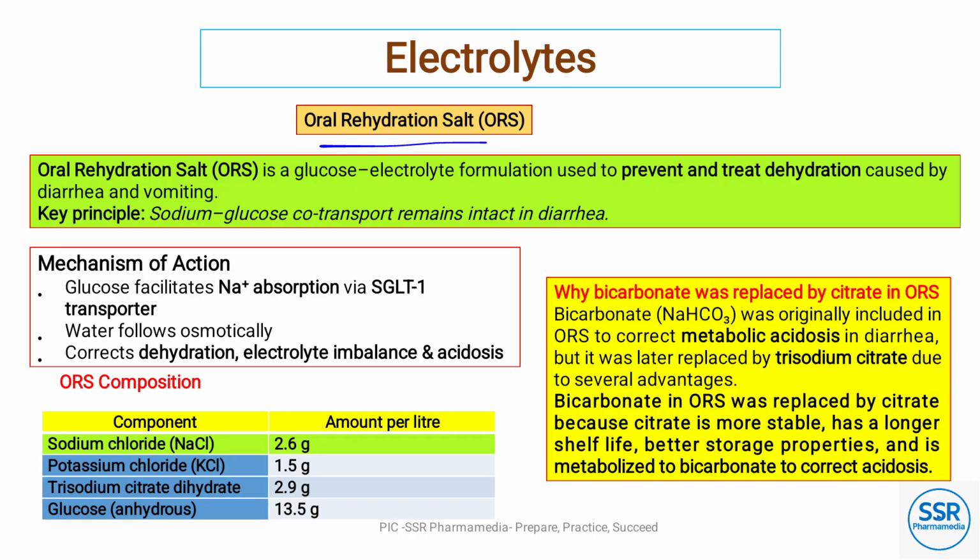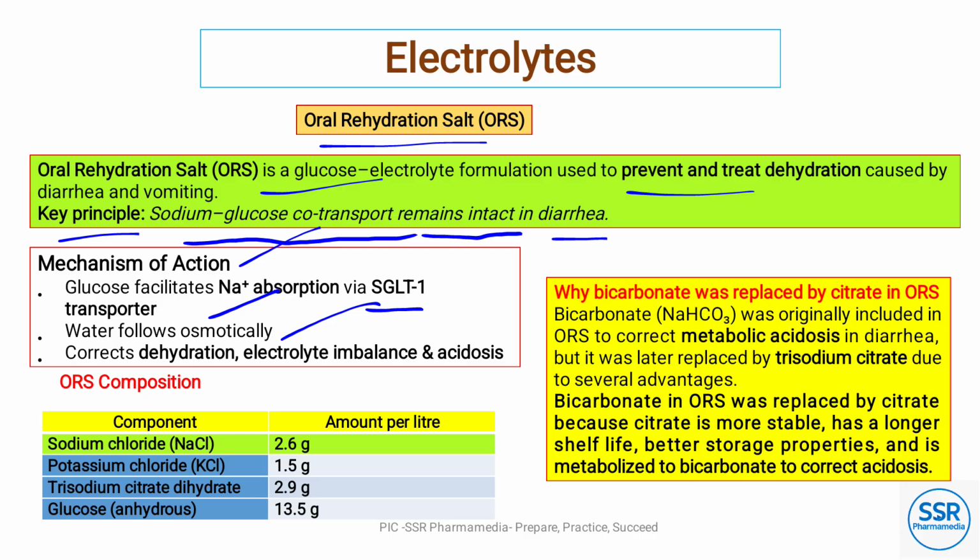So next is oral rehydration salt, ORS. Oral rehydration salt is a glucose electrolyte formulation used to prevent and treat dehydration caused by diarrhea and vomiting. The key principle: sodium-glucose co-transport remains intact in diarrhea. Mechanism of action: glucose facilitates sodium absorption via the SGLT1 transporter. Water follows osmotically. It corrects dehydration, electrolyte imbalance and acidosis.